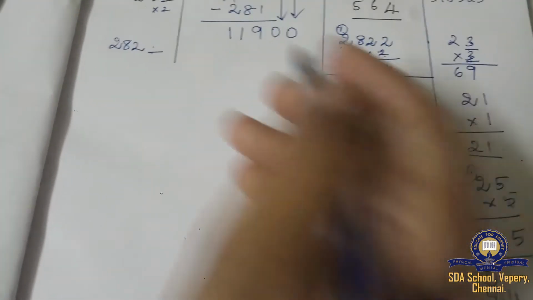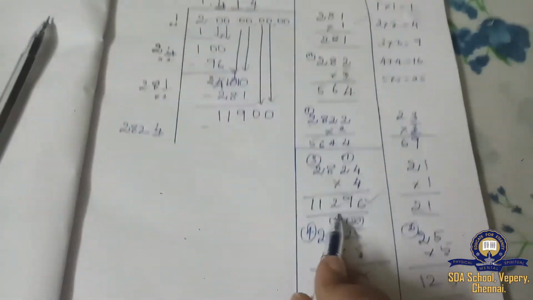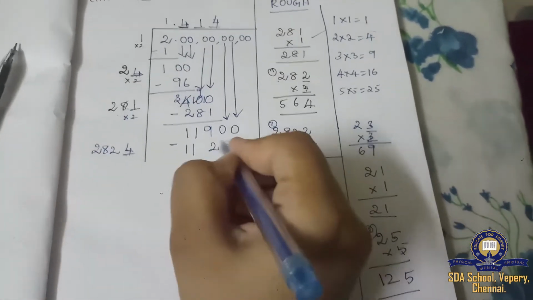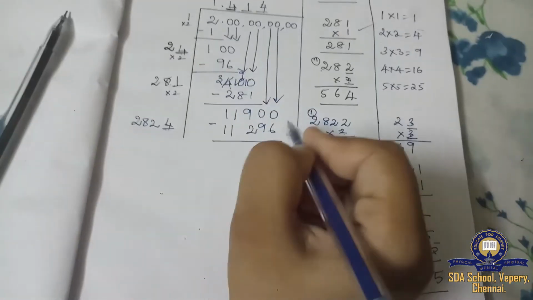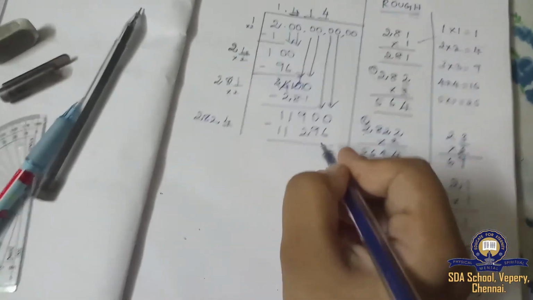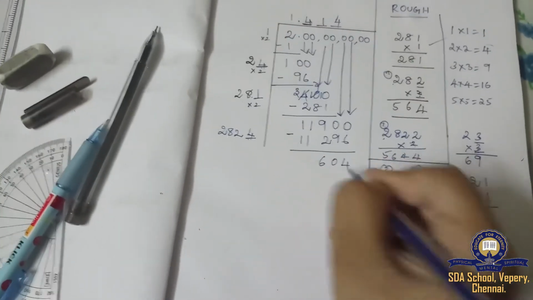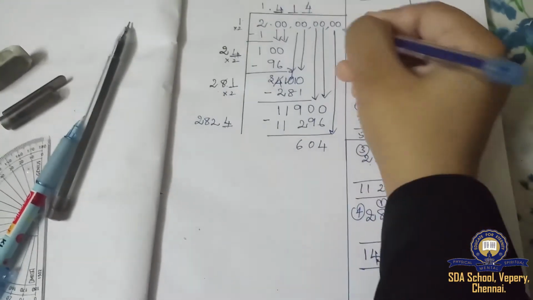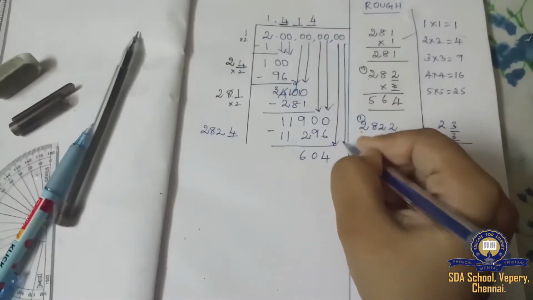2824 into 4. Let me put it over here. 11296. Now I have to subtract. I'll get the answer as 604. Again, as you know, I have to bring down the two zeros. Then what will happen?